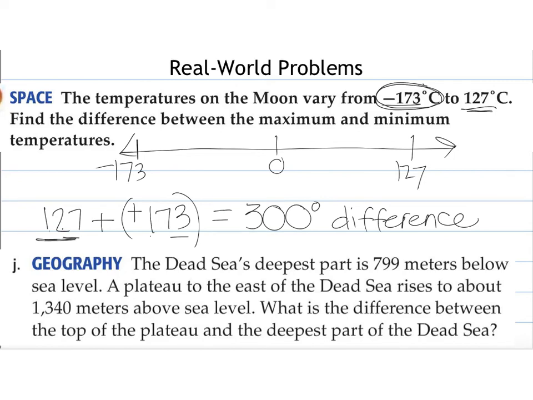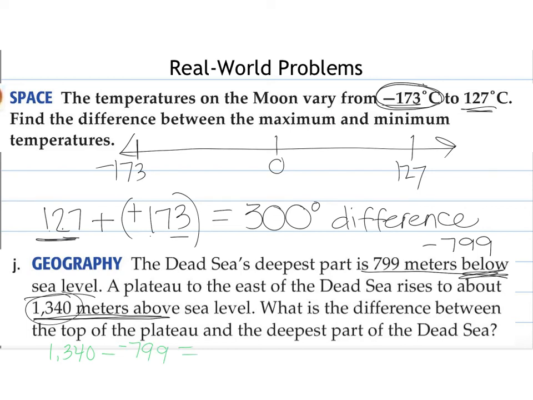The Dead Sea's deepest part is 799 meters below sea level. A plateau to the east of the Dead Sea rises to about 1,340 meters above sea level. What is the distance between the top of the plateau and the deepest part of the Dead Sea? 799 meters below sea level is going to be written as negative 799. 1,340 meters above is just going to be kept as 1,340. So we take 1,340 and subtract negative 799.